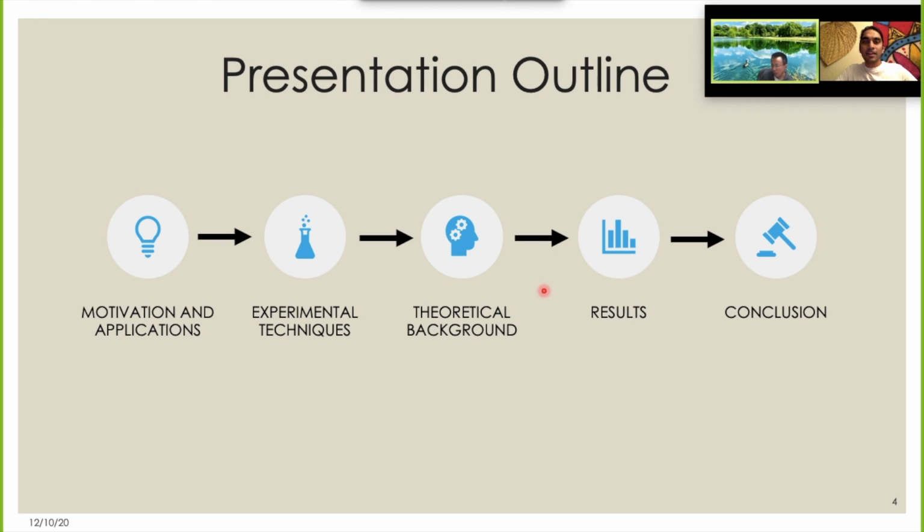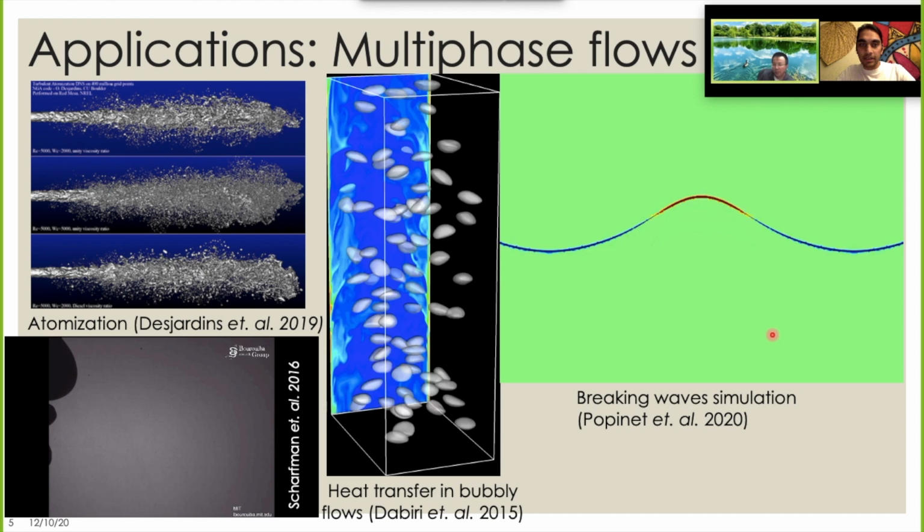So the presentation outline is: first I'll discuss some motivation and applications, then some experimental techniques, then theoretical background, results, followed by some conclusions and future work that could be done.